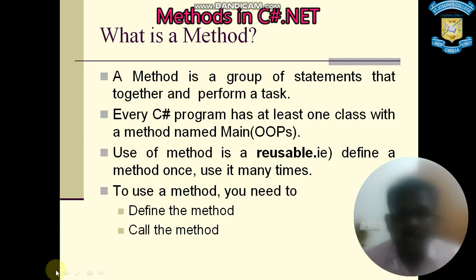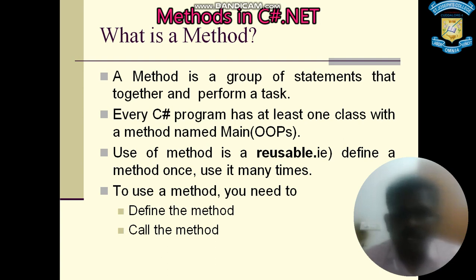The first one is definition. It is nothing but a group of statements that together perform a task. So if you want to implement any logic or any manipulation, you can implement it in a method. So that is the first point. The second one is, any object-oriented programming language should have one class and at least one method. The method must be the main method. Without the main method, the program will not be executed.